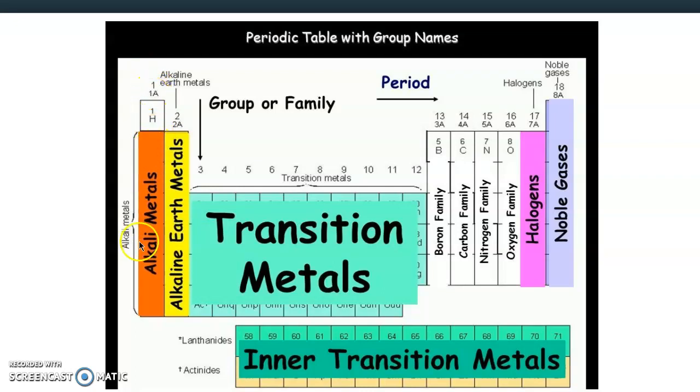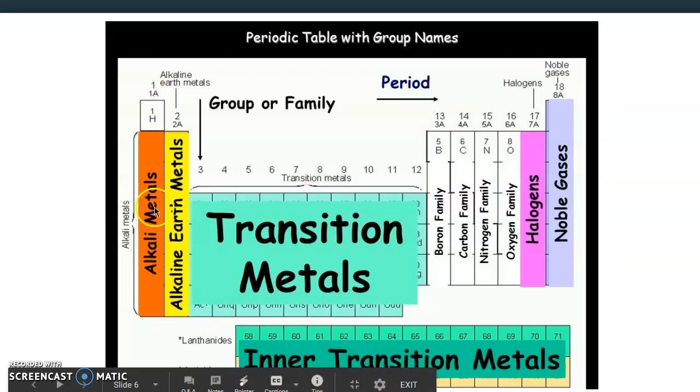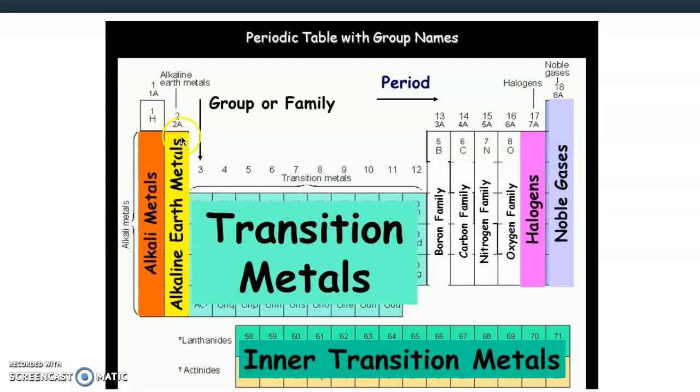Our first family is in column 1, group 1. The first group or family name is the alkali metals. The second one we're going to learn about is the alkaline earth metals. For columns 3 through 12, we have the transition metals. Then we have the boron, carbon, nitrogen, and oxygen families, which we aren't going to focus on as much. We're going to focus on our halogens and our noble gases.